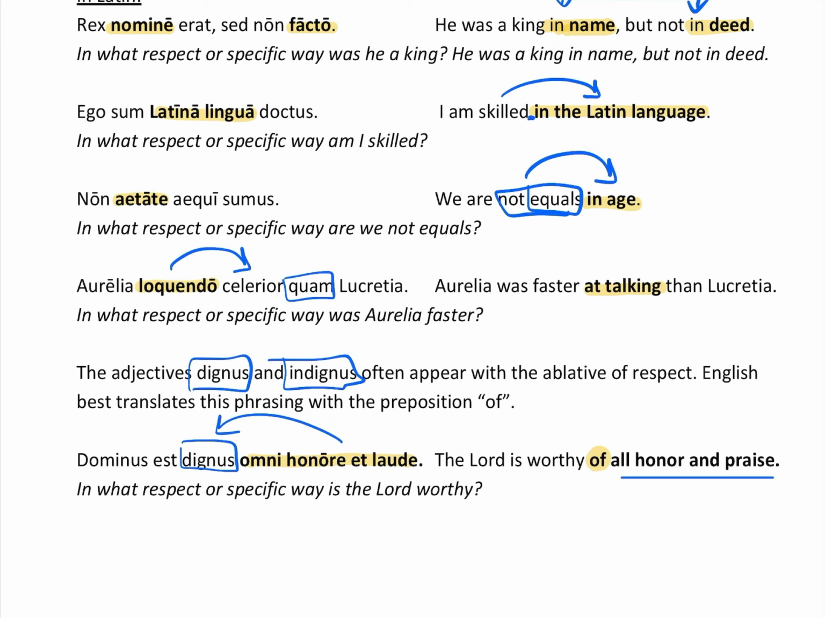So that's it. It's pretty simple. It's just another thing to put in your toolbox of ways to use that ablative, which is that catch-all kind of case, again, that we do not have in English, but it has some really specific uses in Latin.